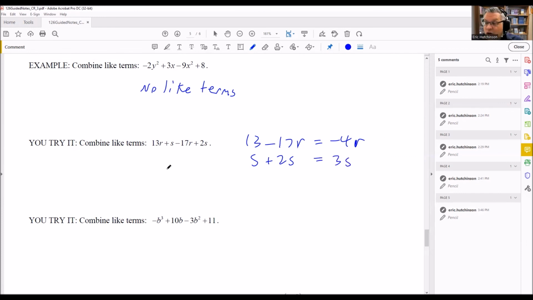And then you can just go ahead and write it out. Now, it doesn't matter which variable you put first. If you want to put negative 4R plus 3S, you can. Or you could also write it like this if you wanted to: 3S minus 4R. If something's minus, you put the minus sign in second place there. You can do either way.